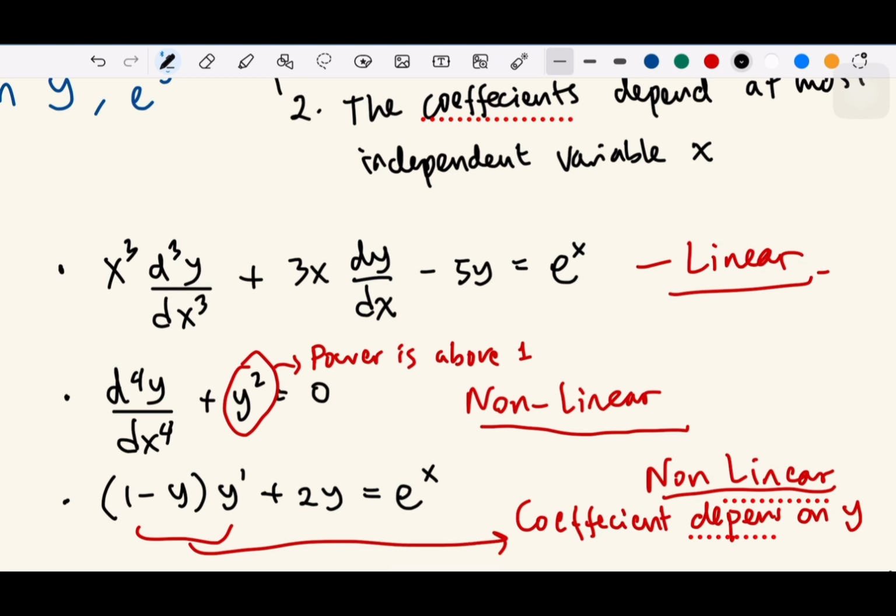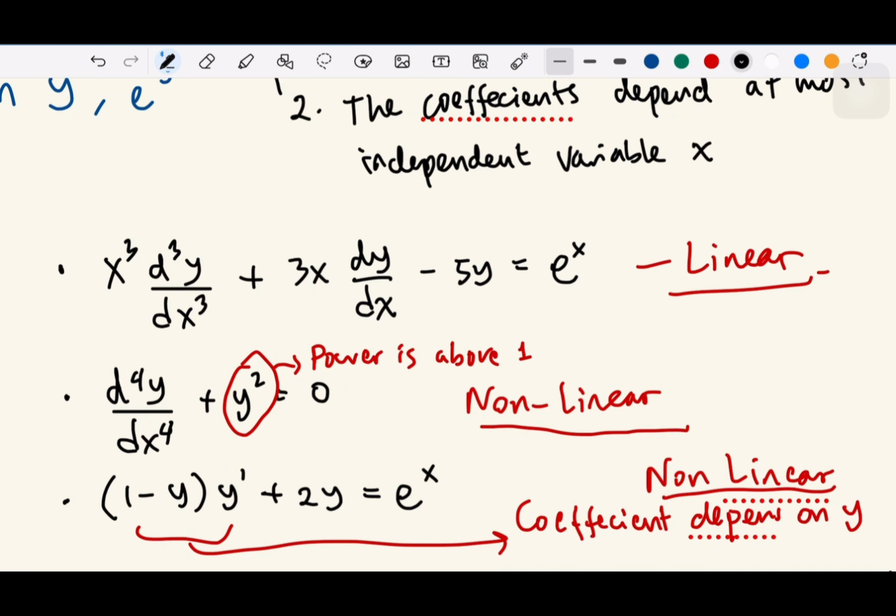Okay. If you see any dependent variable that by nature is nonlinear, it's nonlinear, like e to the y or trigonometric sine, cosine, that's nonlinear. Okay. Or the second part is the coefficient. If the coefficient is y, then it makes it nonlinear as well.